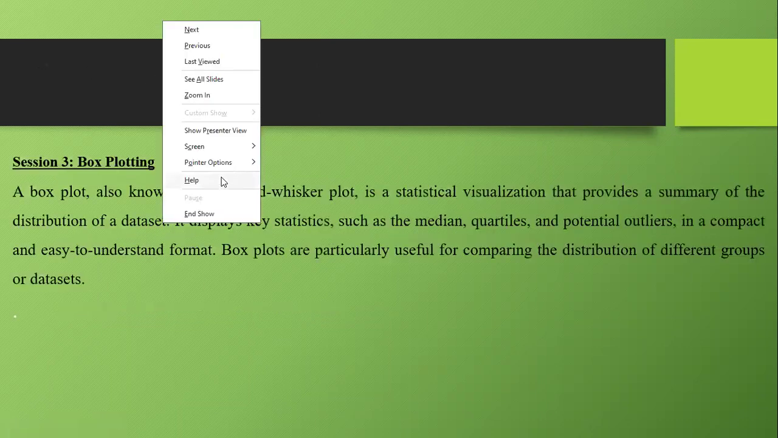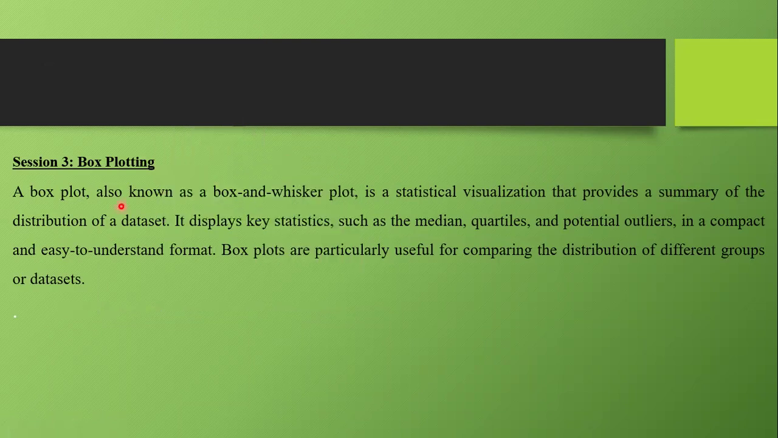First, you need to have some idea about box plotting. A box plot, also known as box and whisker plot, is a statistical visualization that provides a summary of the distribution of the dataset. It displays key statistics such as median, quartiles, and potential outliers in a compact and easy to understand format. Box plots are particularly useful for comparing the distribution of different groups or datasets.